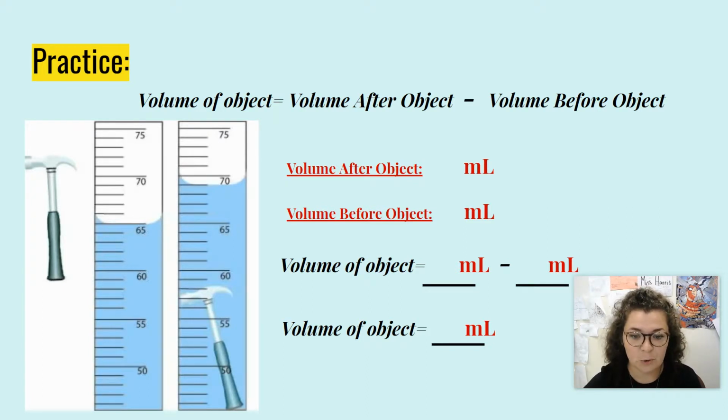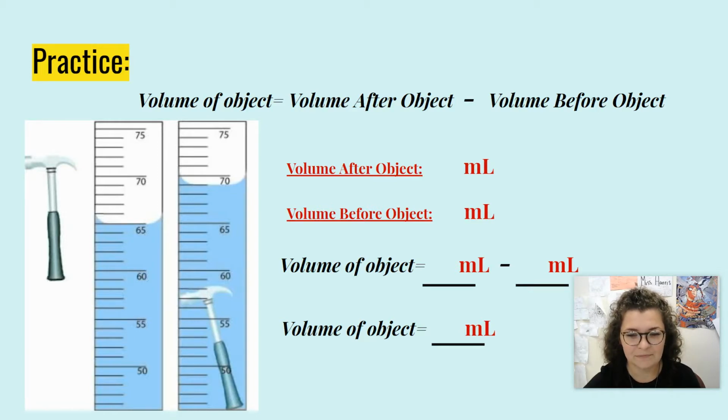Next, you're going to use your equation. So you want to find the volume of the irregular shaped object, which is this hammer. So you're going to write in the volume after the object minus the number you got for the volume before the object. Then you're going to do a little bit of subtraction. And then you should have the volume of your object.